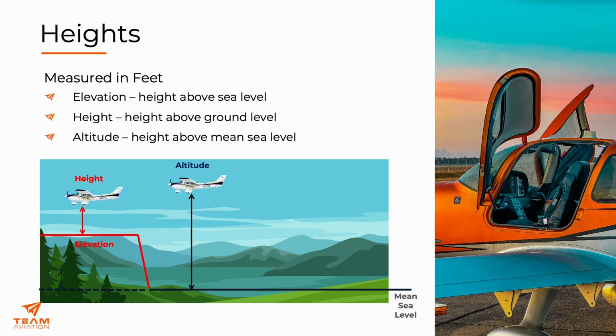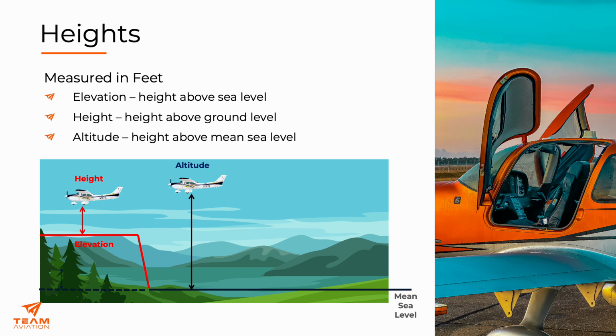As we know, height is always measured in feet, but there are different ways to reference it depending on what we are measuring. Now, we use three main terms. Elevation, this is the height of a specific location on the Earth's surface, such as an airport or a mountain, measured above mean sea level. For example, if an airport is located at 500 feet elevation, that means it sits 500 feet above sea level.